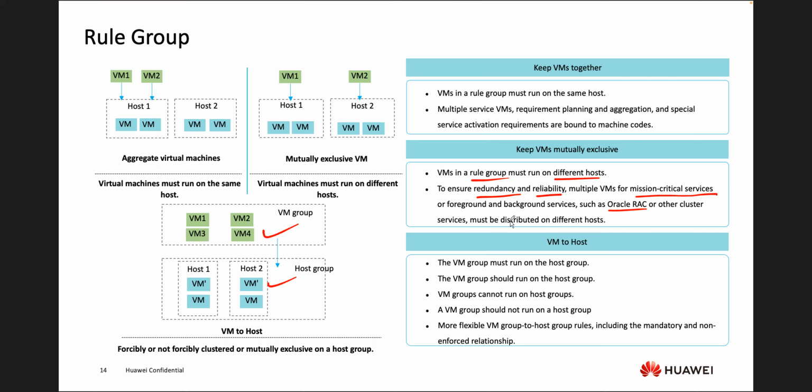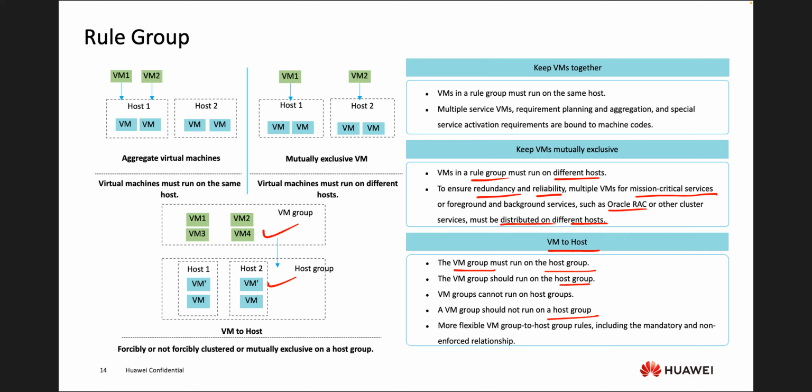All right. So again, the services must be distributed on different hosts, if needed. But if you have VM to host, you basically have this here. We have the VM group that must run on the same host group. It should run on the same host as you set it up. So it's two hosts, and your VM should not run on a host group. Depending on how you set it up, more flexible VM group to host rules can be used, and you could also set it up differently. Again, what this allows you to do is have VMs to host, VMs to VMs, or keep them together, right? So it all depends on how you use the rule group.